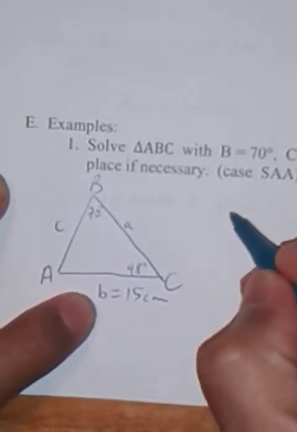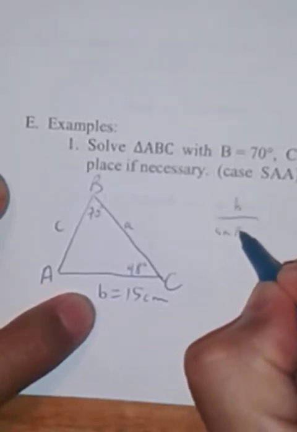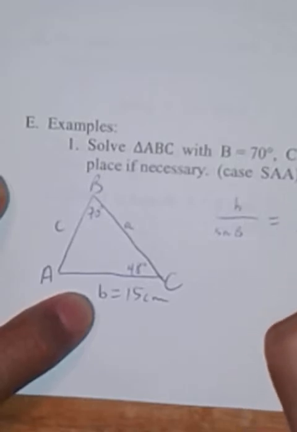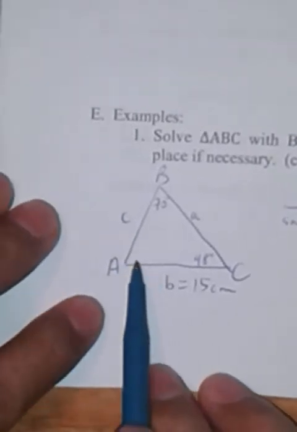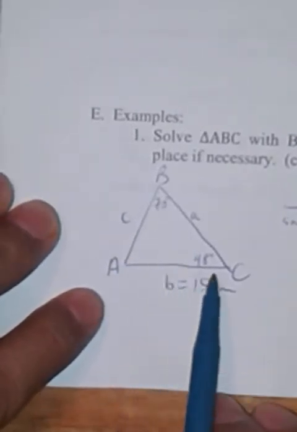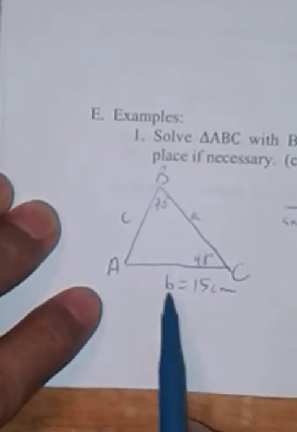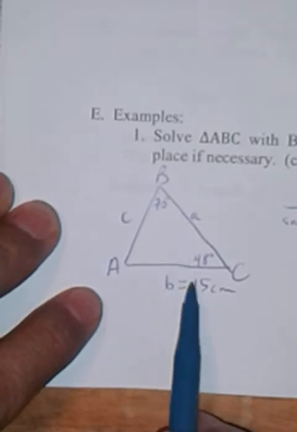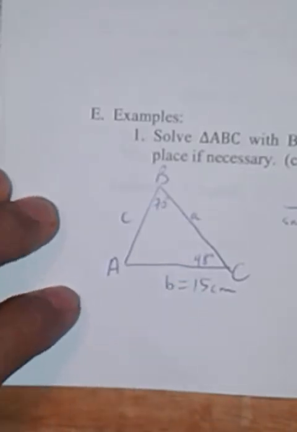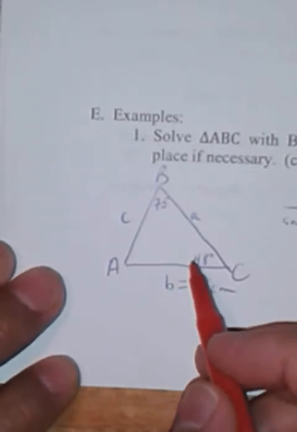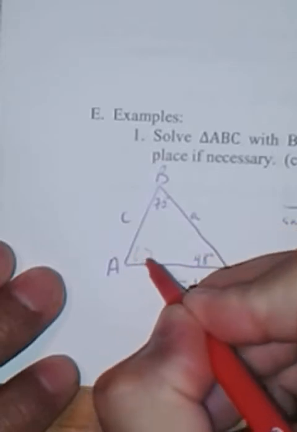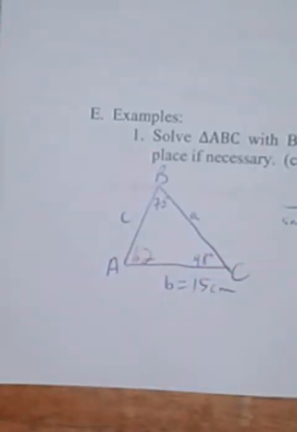I will write the equation b over sine B equals c over sine C. Notice, by the way, that we can figure out the third angle already. Angle B is 70 degrees, angle C is 48, and angle A is missing, but the total has to be 180. So angle A should be 62 degrees. Let me double check that. We add 62 plus 48 plus 70, and that gives us 180, so that's okay.